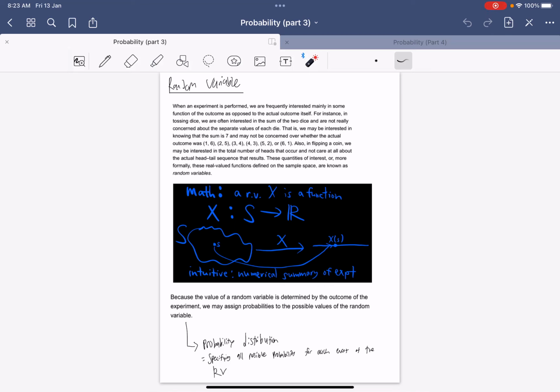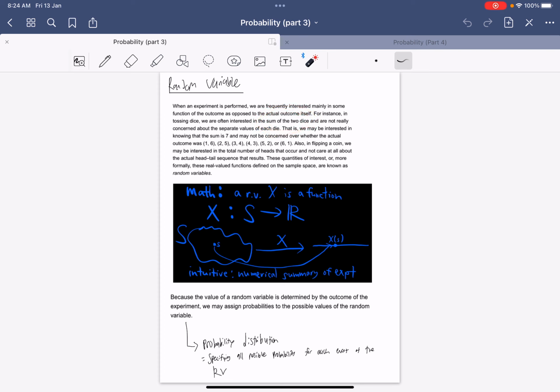Hi, in this video, I'll be going through what random variables are and I'll show you what it means to describe a random variable. Let's take this example first to better understand what random variables are. Let's say you perform an experiment and you are interested in the sum of two dice.